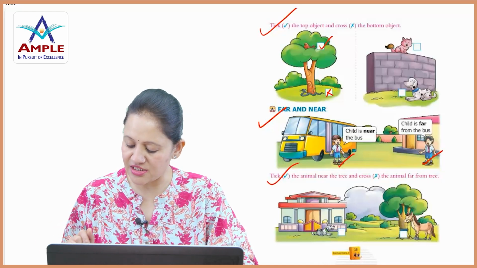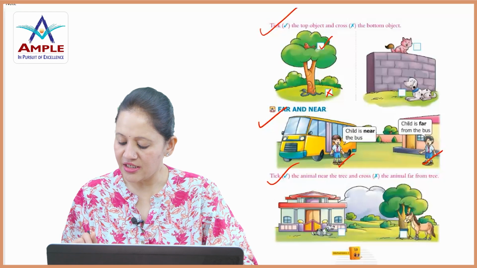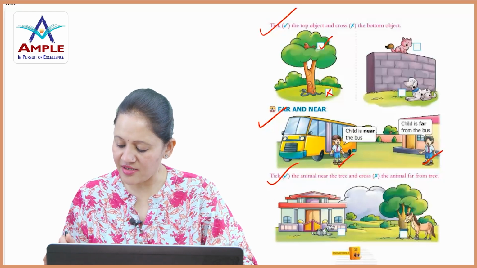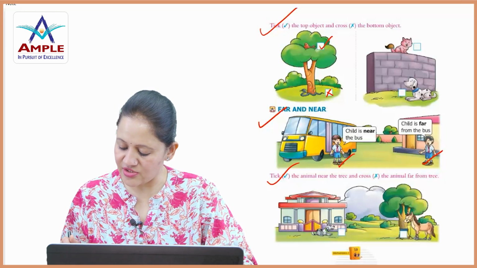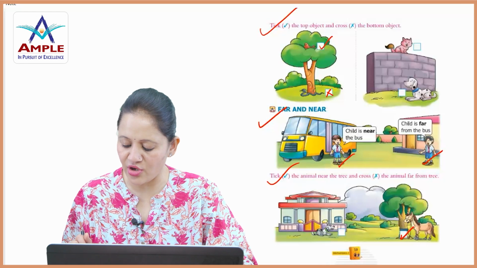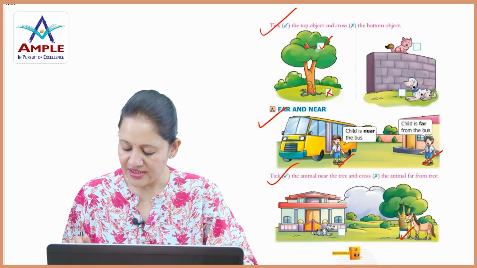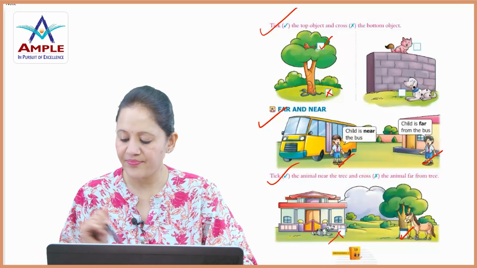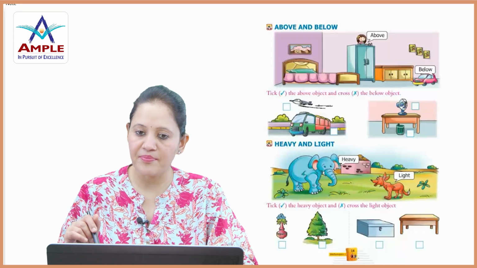So, which one is near the tree? This animal is near the tree. So, we'll take it, and this animal, dog, is far from the tree. So, we'll cross this one. Next, above and below.